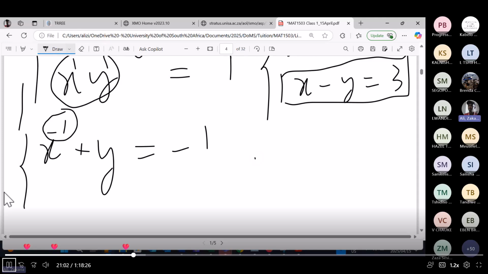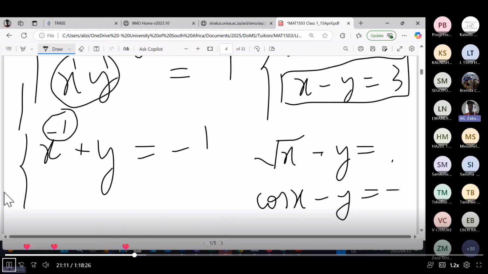And even if you have it like this, a square root of x minus y equal to 1, and then also you can have cos of x minus y equal to, let's say, minus 1. So you see, even in those instances, because of the cos of x, you don't have an explicit power, and because of the square root, that one is also not linear. So now you already know linear equations, in the sense of a simultaneous system of linear equations, right? This is all known, right?